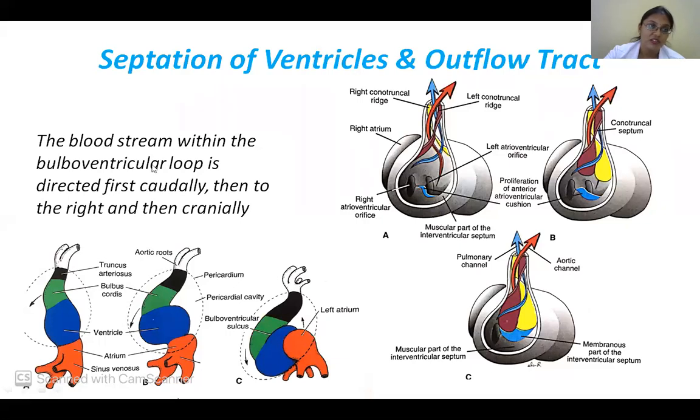So the bloodstream within the bulboventricular root is directed first caudally, then to the right, and then cranially. So it comes this way. And you can see how the septa are being formed here, these two are meeting, and these two meet and they come towards your muscular septum. So I told you one thing, just remember, septation of the ventricle and septation of the outflow tract are both related to each other. Okay, so first I have told you about the outflow tract.